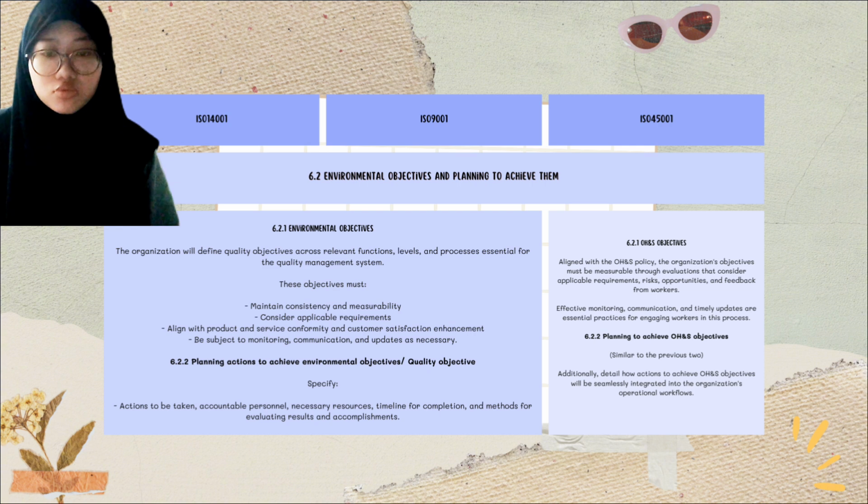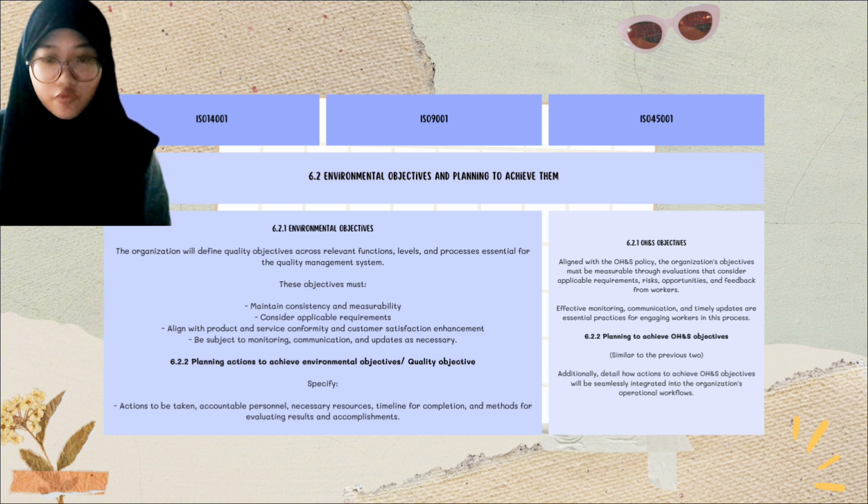For 6.2, environmental objectives and planning to achieve them. For environmental objectives between 14001 and 9001, the organization will define quality objectives across relevant functions, levels, and processes essential for the QMS. These objectives must maintain consistency and measurability, consider applicable requirements, align with product and service conformity, and be subject to monitoring, communication, and updating if necessary.